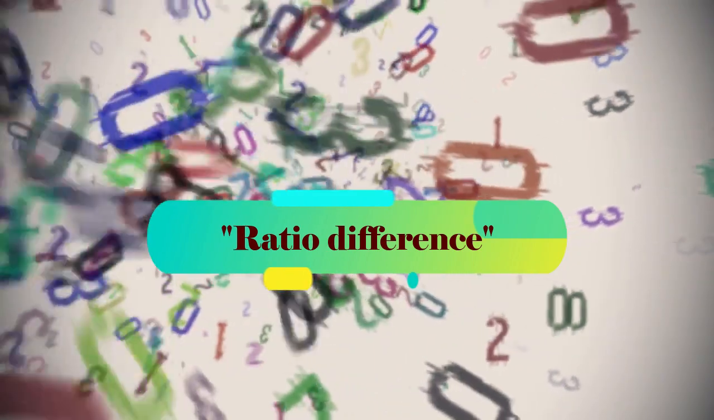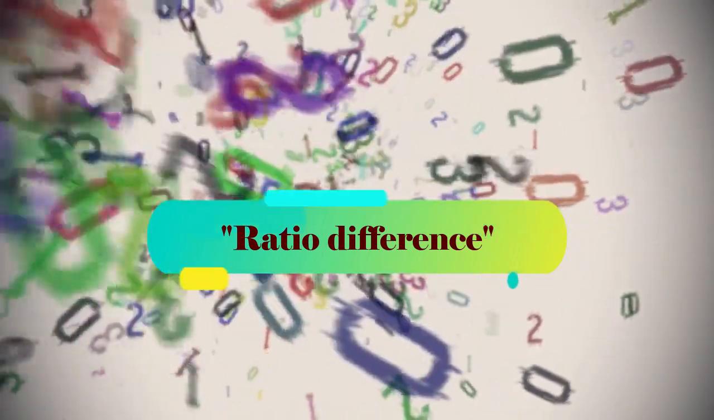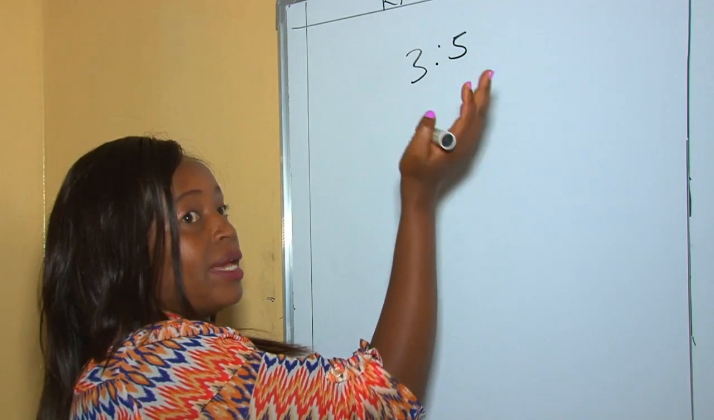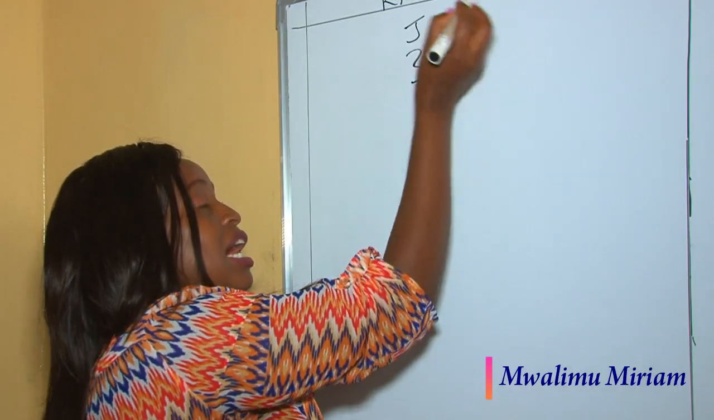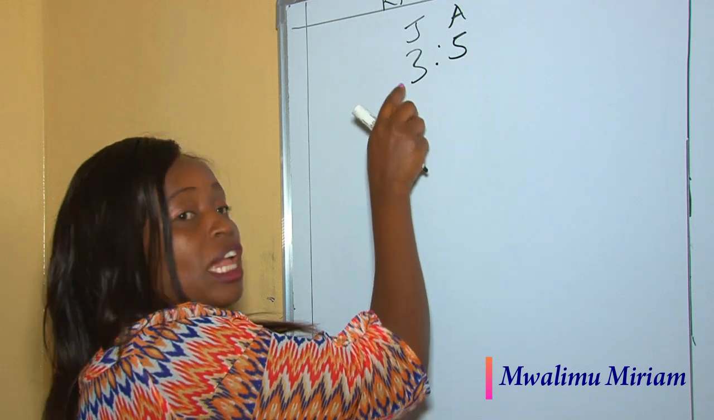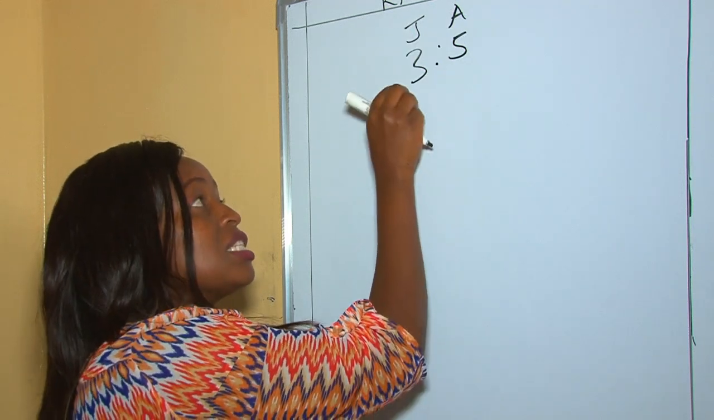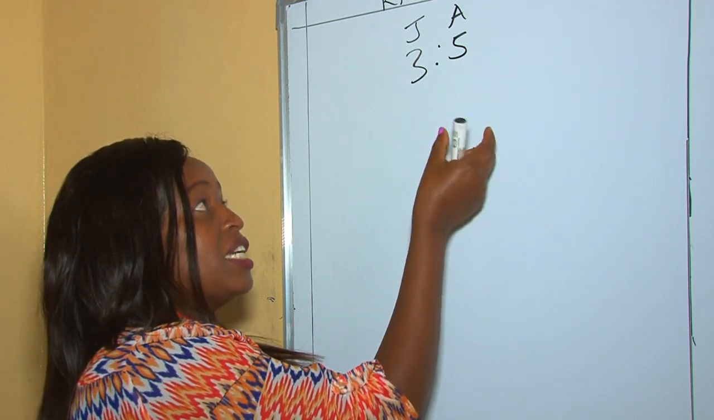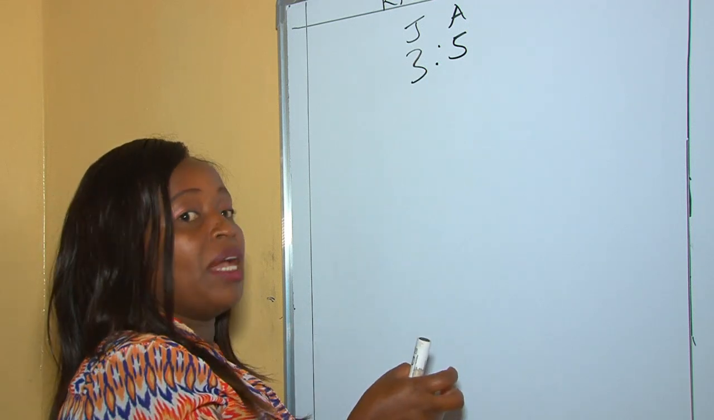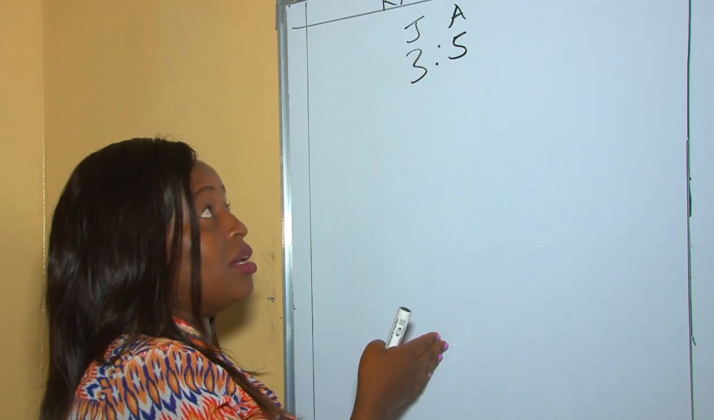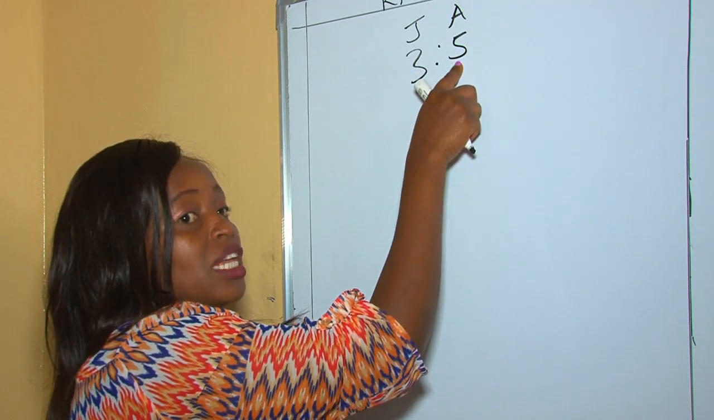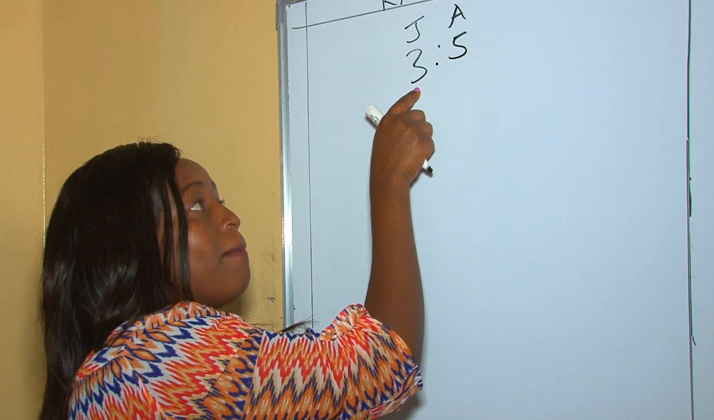Our today's lesson is about ratio difference. For instance, if you're given a ratio like 3:5, let's say one person is Jen, another one is Alice. If the two ladies are sharing a quantity in the ratio 3:5, definitely one of them gets more than the other one. The one with 5 parts gets more than the one with 3 parts.